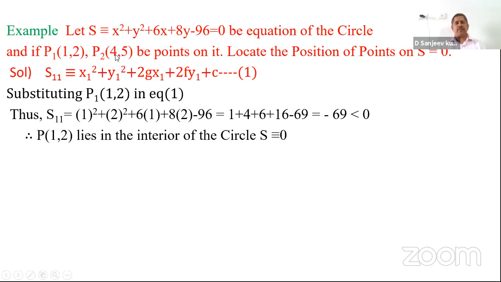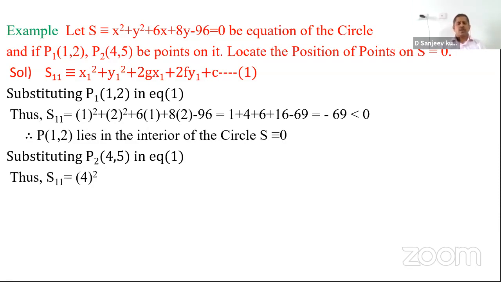Now you take the second point. What is the second point? (4, 5). You have to again check whether it is lying in the interior of the circle, exterior of the circle, or on the circle. So you again substitute (4, 5) in the expression. Substitute and tell me. x value is 4, y value is 5, g value is 6, f value is 8, and c value is minus 96. So you get 4 square plus 5 square plus 6 into 4 plus 8 into 5 minus 96. What is the value you are going to get?